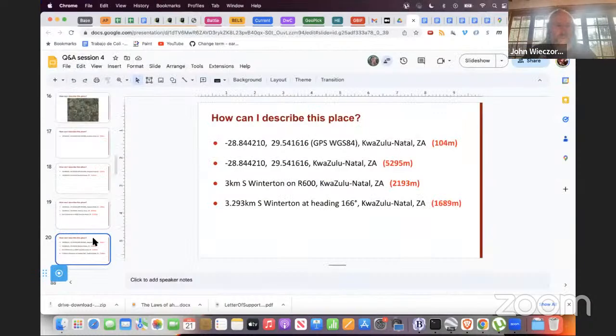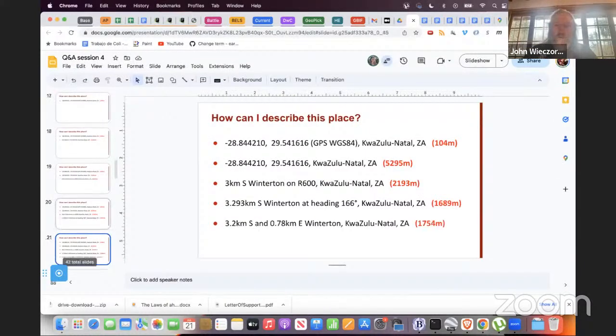So the next one on the list was distance in orthogonal directions. Here I've got a distance south and a distance east from the reference feature Winterton to get to my final place on the map. So let's do that one in the calculator. We'll remember 3.2 kilometers south and 0.78 kilometers east.